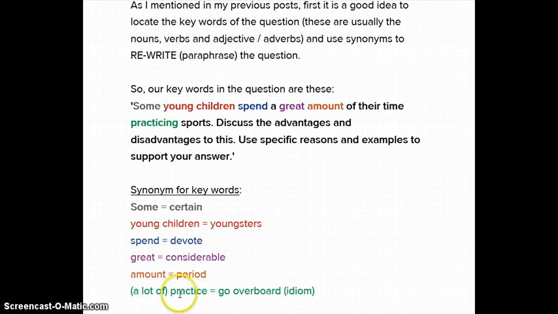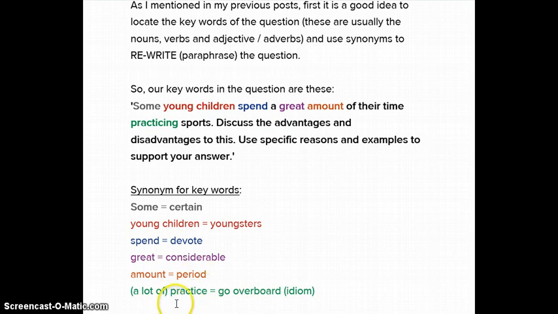Practicing is the verb, practice, and I've given it an idiom, go overboard. And that's one thing that examiners like to see in a TOEFL essay. They like to see phrasal verbs and idioms being used. So I've used an idiom, go overboard, for the verb practice.